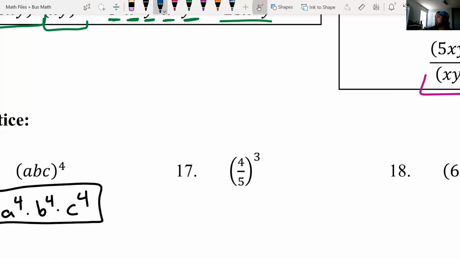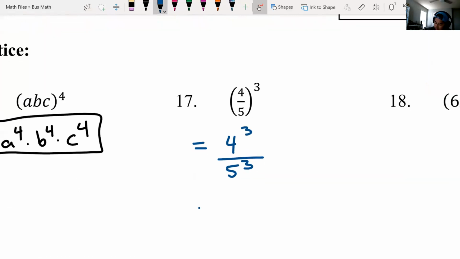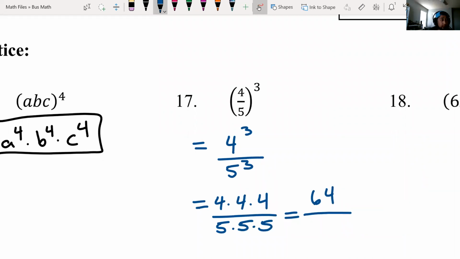And then 17, you have a quotient raised to a power. So 4 over 5 cubed becomes 4 cubed over 5 cubed, which you can expand into 4 times 4 times 4 over 5 times 5 times 5. And 4 times 4 is 16. 16 times 4 gives me 64. And then 5 times 5 times 5. 5 times 5 is 25. 25 times 5, I get 125.